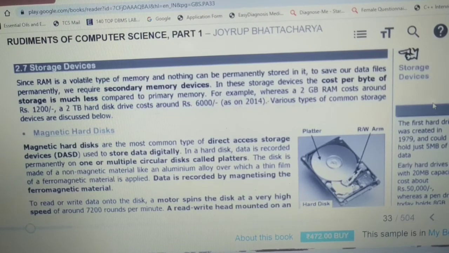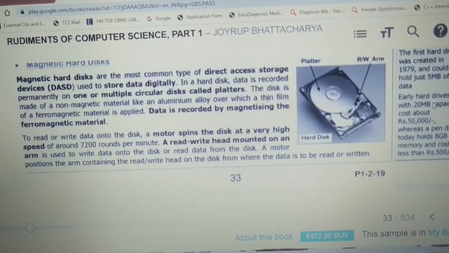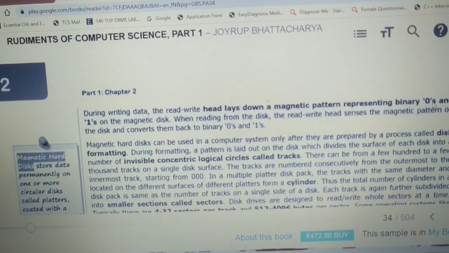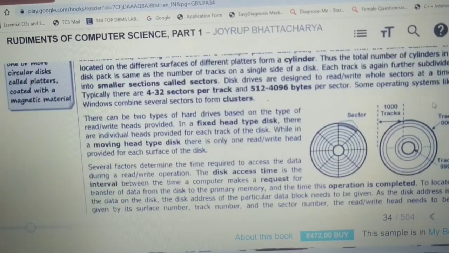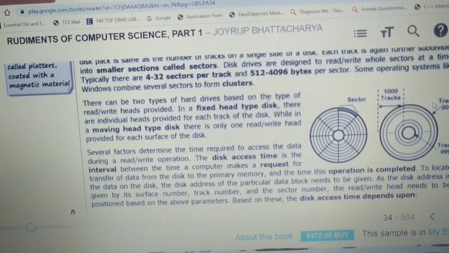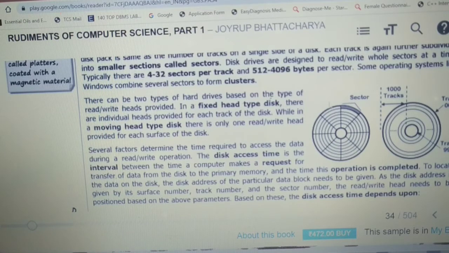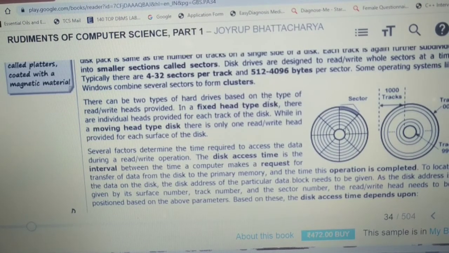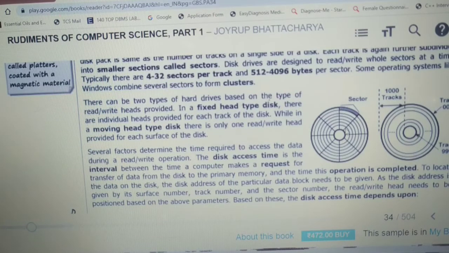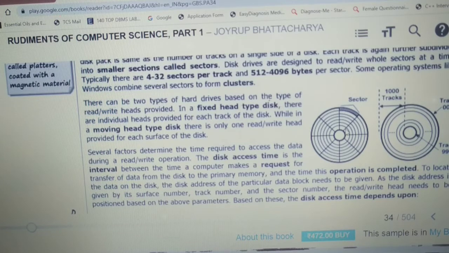I'm changing the page. Here one diagram is there; just look at the diagram. In this diagram, circular discs are there, and this is called a platter. The discs are made of a non-magnetic material like aluminum alloy, over which a thin layer of magnetic material is applied. So data is stored by the magnetism of this material.